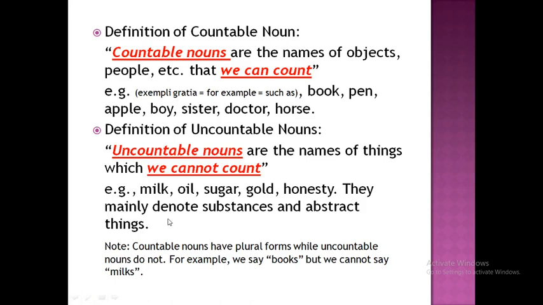One note is given at the end of this slide. Countable nouns have plural forms, while uncountable nouns do not. Countable noun plural form रखते हैं, लेकिन uncountable nouns का plural form नहीं होता. For example, हम book को books बोल सकते हैं as a plural, but we cannot say milk as milks. So I think this is very clear to every one of you, countable and uncountable.